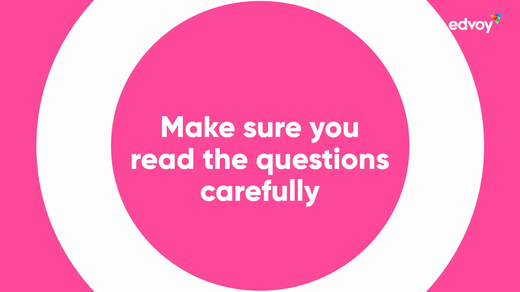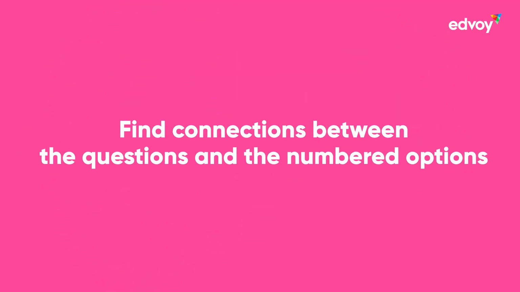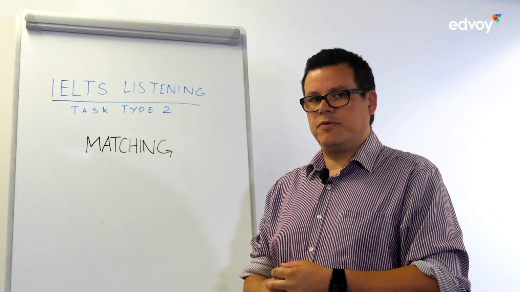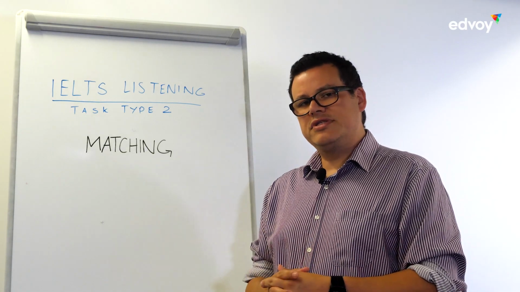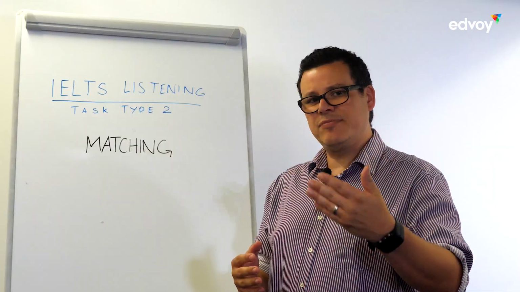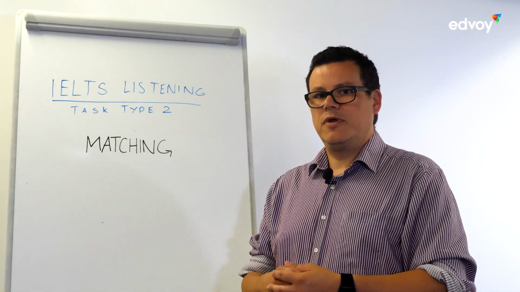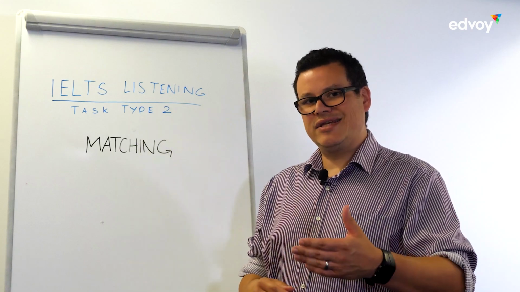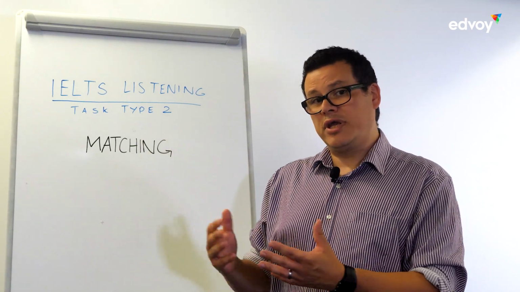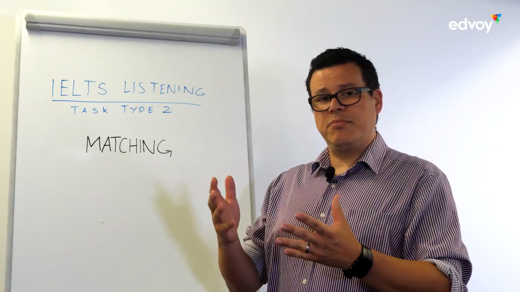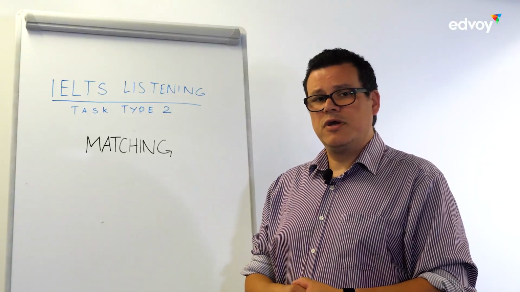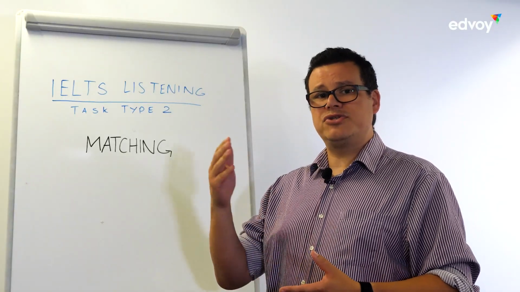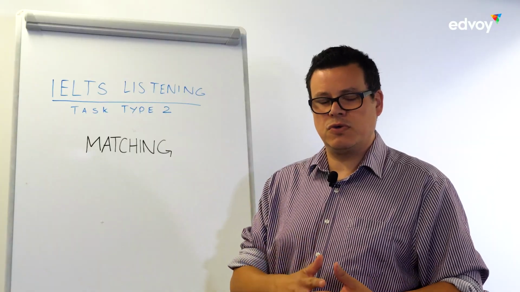Now, this may sound obvious, but make sure you read the questions carefully. For this type of question in particular, try to find any connections between the questions and the numbered options. So let's take a look at an example. Now in this question, you can see that it's asking you to find something that Jack is going to tell his tutor. Now, what we need to do is find the connection between that question and the list of numbered options. Now, looking at the numbered options, you can see each number has got a different course next to it. So we can conclude that Jack is going to tell his tutor something about each of these courses.